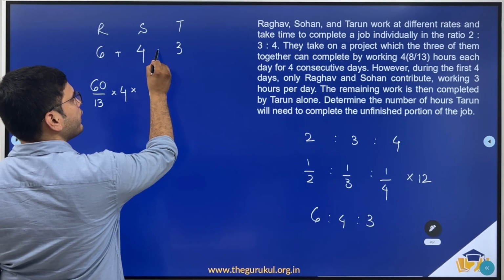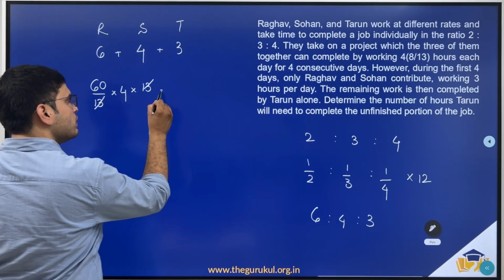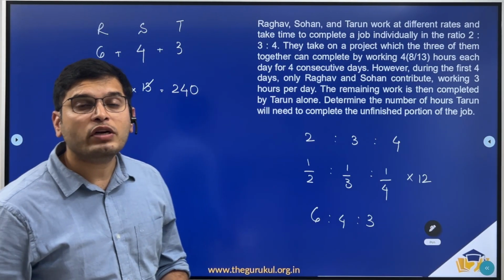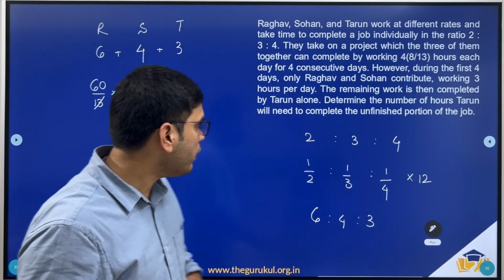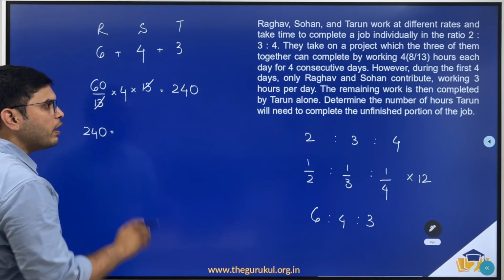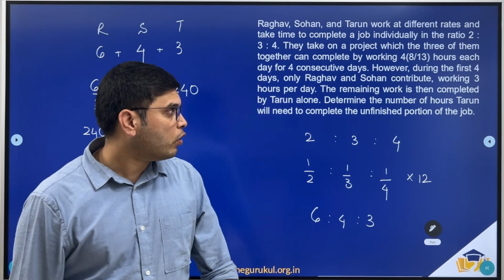6 plus 4 is 10, 10 plus 3 is 13, right? So this is equal to 240. So to complete the task, 240 units of work has to be done, right? Now they should be completing 240 units of work, but what happened? During the first 4 days, only Raghav and Sohan contribute, right?